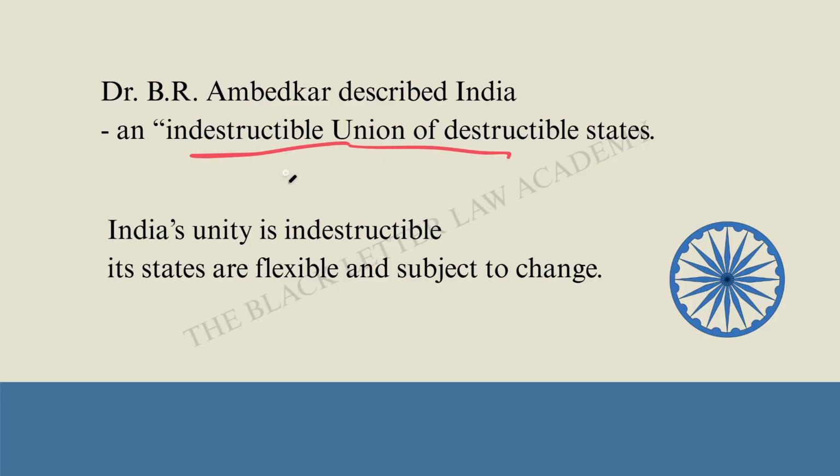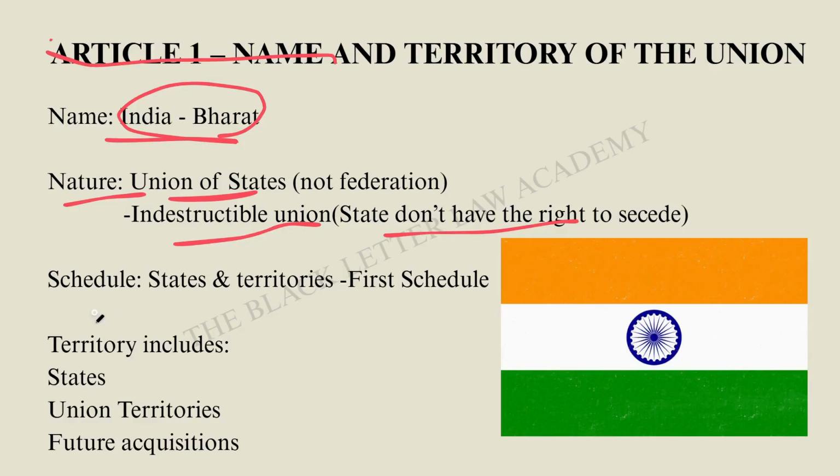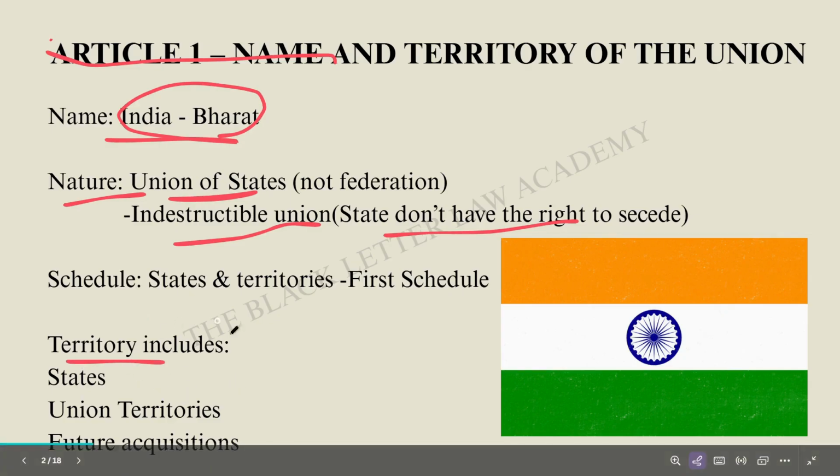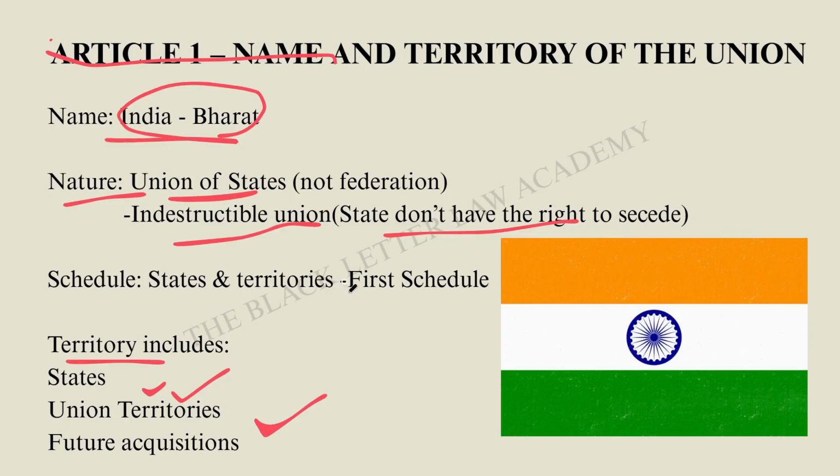What does this mean? India's unity cannot be broken, but its states are flexible. They can be created, altered or reorganized. Now let us understand the territory of India. According to Article 1, the territory of India includes three things: states, union territories, then territories that may be acquired in future. The names of the states and union territories are listed in the First Schedule of the constitution.